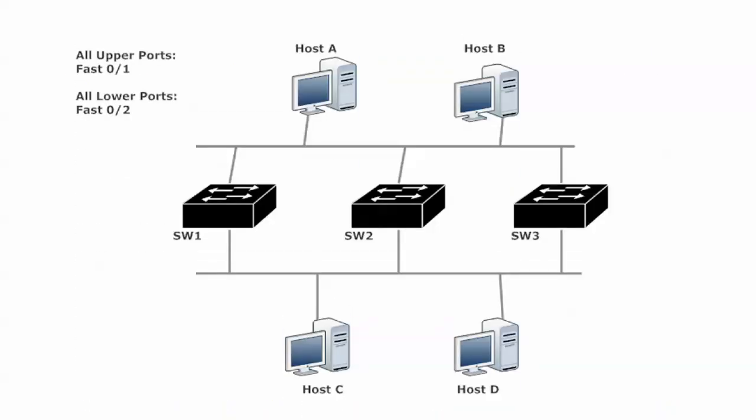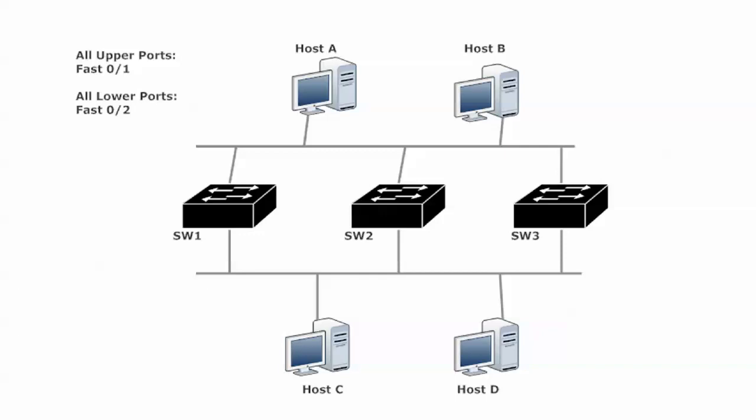Now, this, my friends, is redundancy. We have hosts A and B sharing one Ethernet segment. We have hosts C and D sharing another one, but connecting those 2 segments, switches 1, 2, and 3. 4 hosts, 3 switches. That's a lot of redundancy. Just for reference, all upper ports here, the ones leading to hosts A and B on the switches, are FastEthernet 0/1, and all the lower ports on the switches, the ones leading to hosts C and D, are FastEthernet 0/2. Now, all we need is 1 frame to see things begin to go awry.